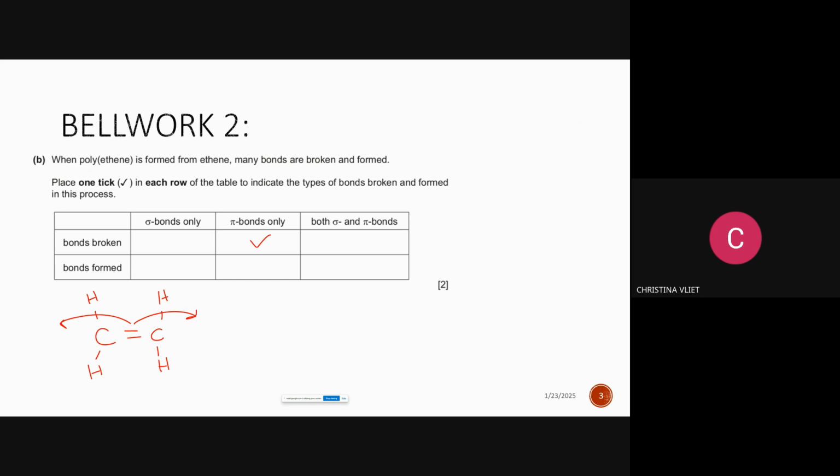And then when we form these two new lines to form our little polymer, here it is. Not too much that we have to write. What are these new bonds? They're the first bond that connects two atoms together, so they are called sigma bonds. So it's sigma bonds only. So remember that single bonds are sigma bonds, and double and triple bonds are pi bonds.